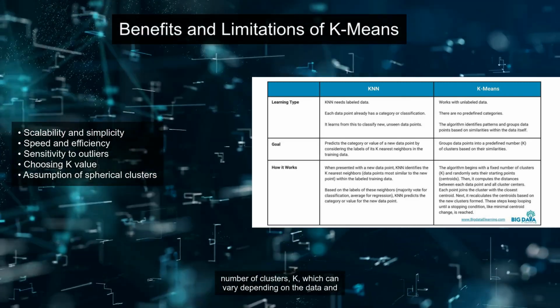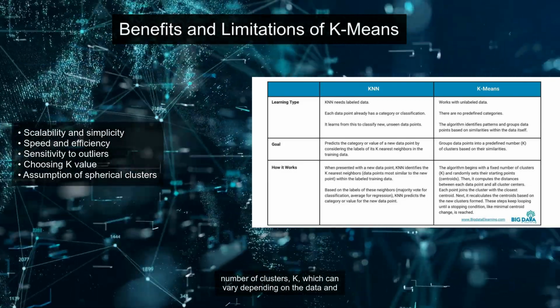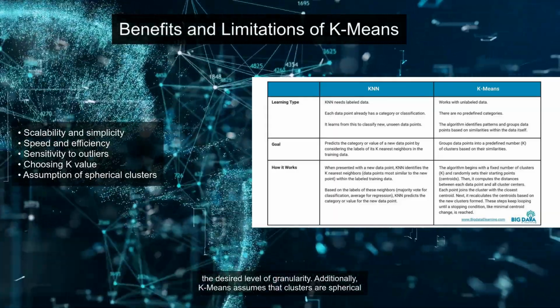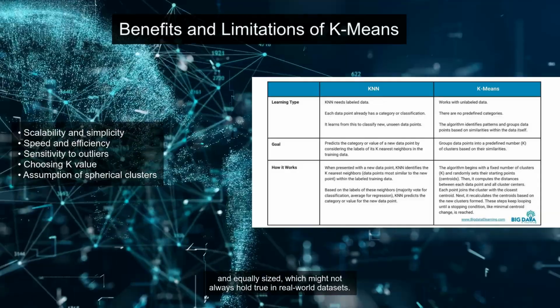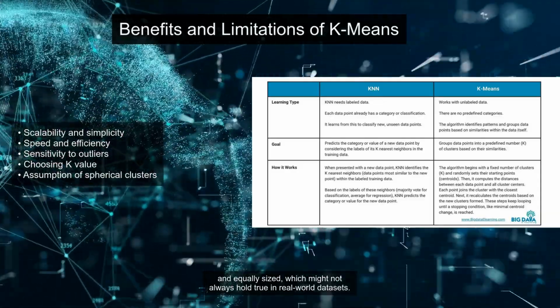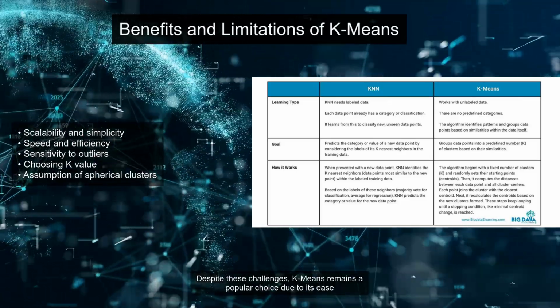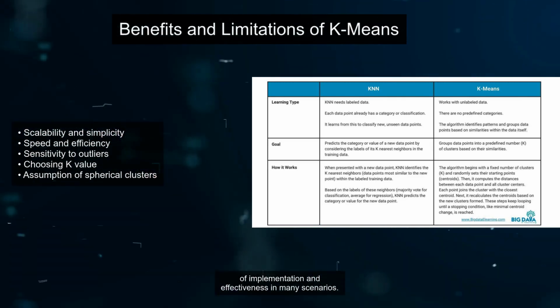Another critical challenge is choosing the right number of clusters, k, which can vary depending on the data and the desired level of granularity. Additionally, k-means assumes that clusters are spherical and equally sized, which might not always hold true in real-world datasets. Despite these challenges, k-means remains a popular choice due to its ease of implementation and effectiveness in many scenarios.